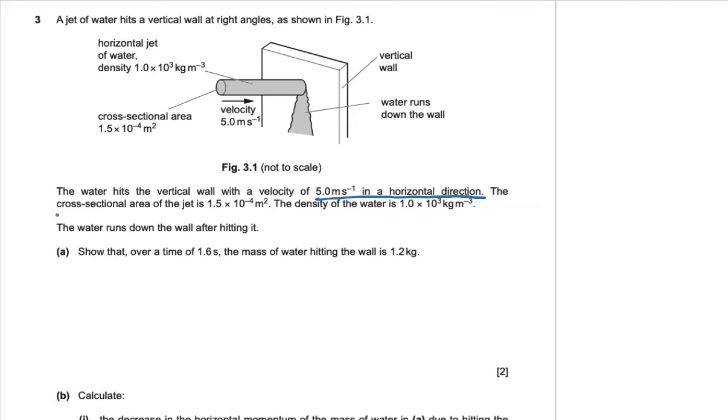So this is the cross-sectional area of the jet of water, which is in the shape of a cylinder, as it can be seen here, and the density of the water is 10^3 kilograms per meter cubed. The water runs down the wall after hitting it. So after it hits the wall, it runs down in the vertical direction. Part A showed that over a time of 1.6 seconds, the mass of water hitting the wall is 1.2 kilograms.